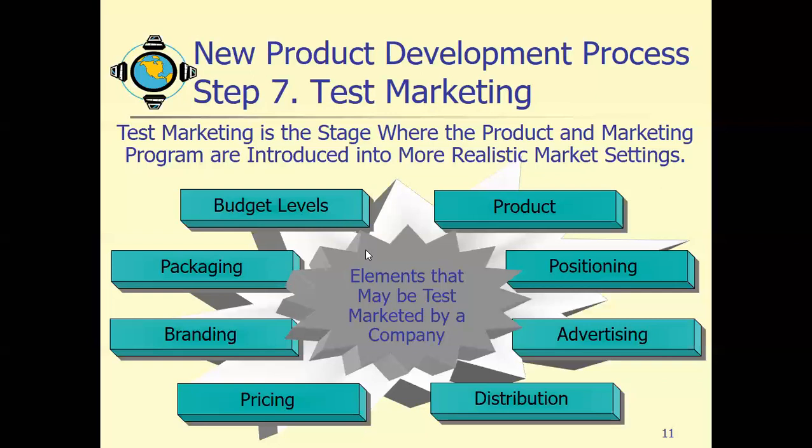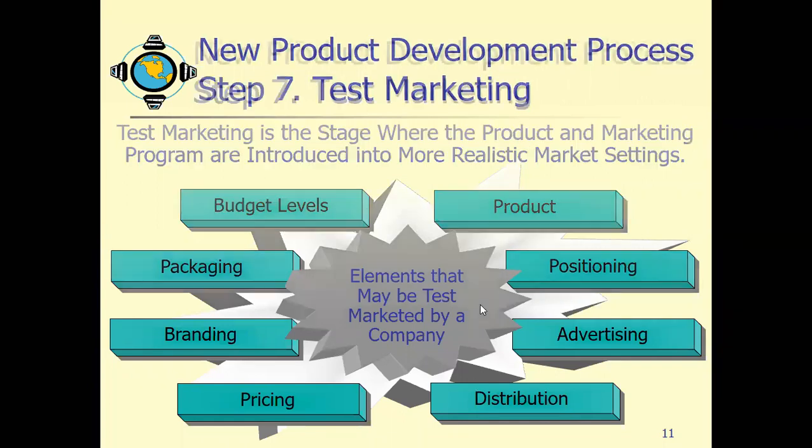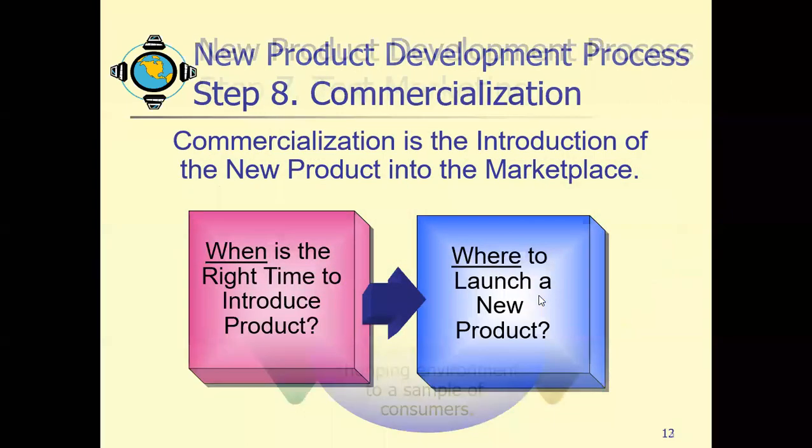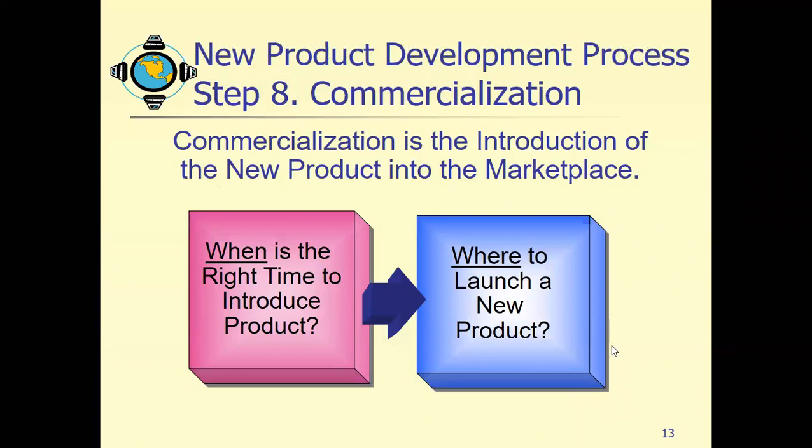And budget levels, we will see whether we can afford this budget. So these are the things we check in the phase of test marketing, by standard test marketing, controlled test marketing, simulated test marketing. And then we will go for commercialization. Commercialization is the introduction of the new product into the marketplace.